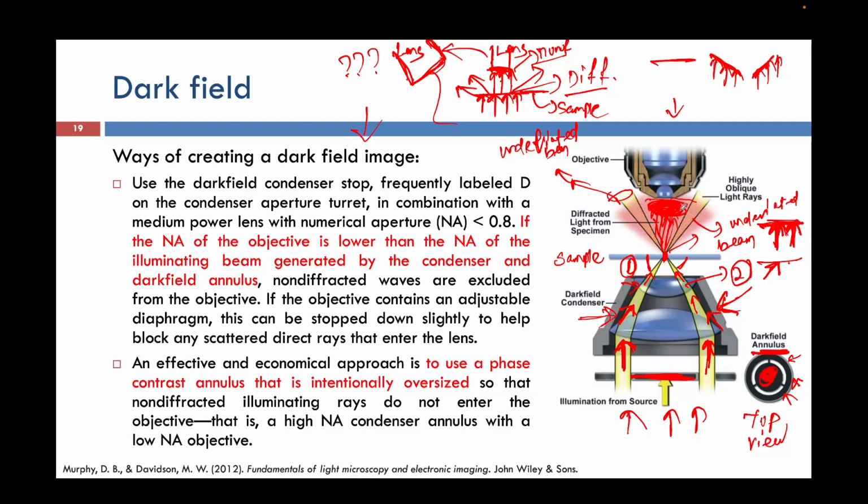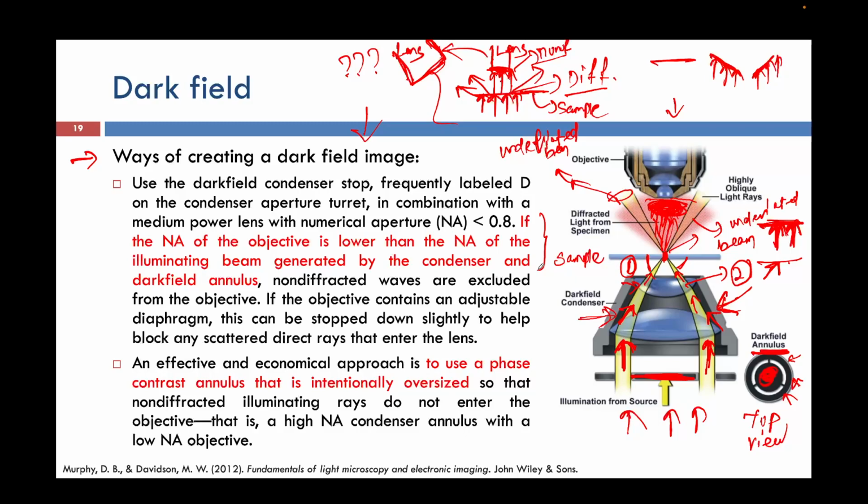And here I have written two ways of creating a dark field image. So I'll share this PPT. If you want, you can read. So these are the two different ways of creating a dark field image. The important thing here is I have highlighted that the numerical aperture of the objective should be lower than the numerical aperture of the illuminating system. And this is one way of creating a dark field image.